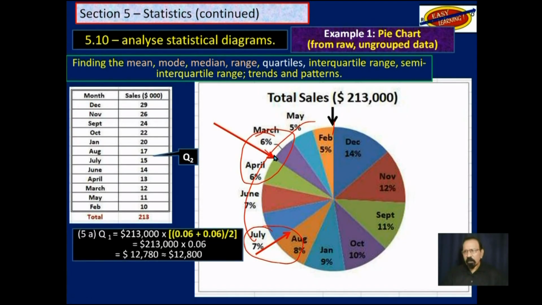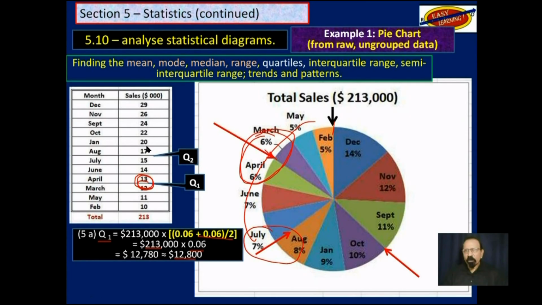So the first quartile will be 6 plus 6 divided by 2, 6%, which is 0.06. Multiply that by 213,000 and we get 12,800 as Q1, which will be somewhere in between here if we keep track on that table.